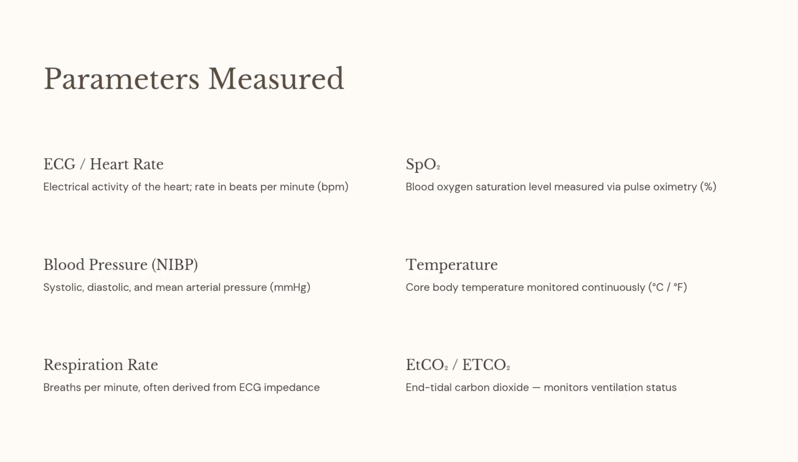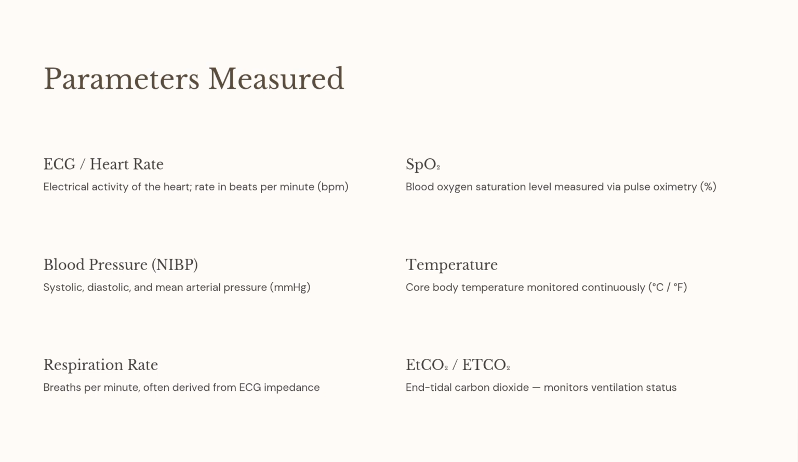Now let's look at the important parameters which are measured by a patient monitor. First one is ECG or heart rate. It shows the electrical activity of the heart and gives heart rate in beats per minute. Second one is SpO₂. This indicates the oxygen level in the blood using a pulse oximeter. Then blood pressure. It measures systolic, diastolic and mean pressure values. It is measured through NIBP. NIBP is non-invasive blood pressure.